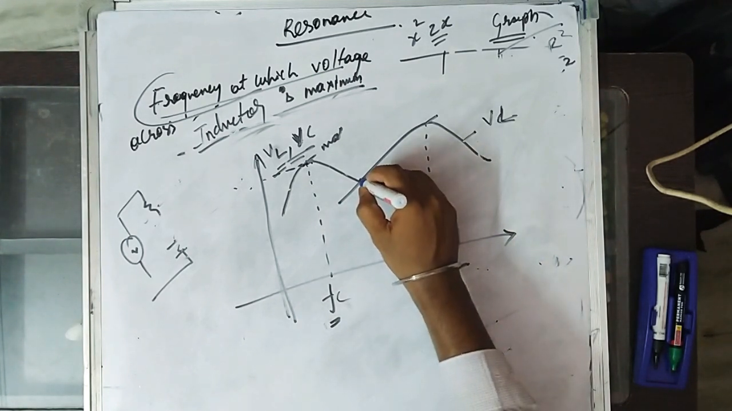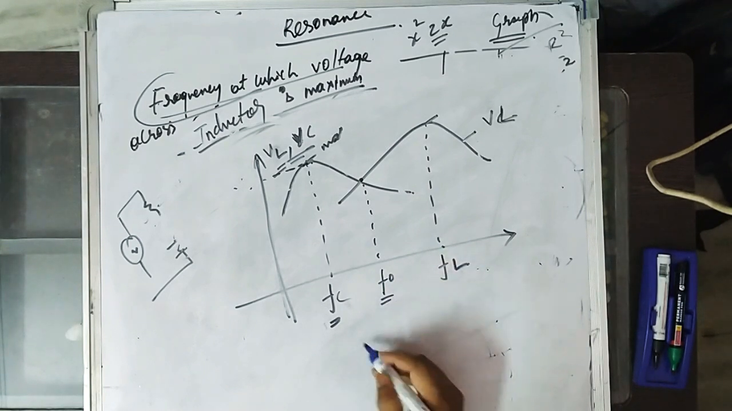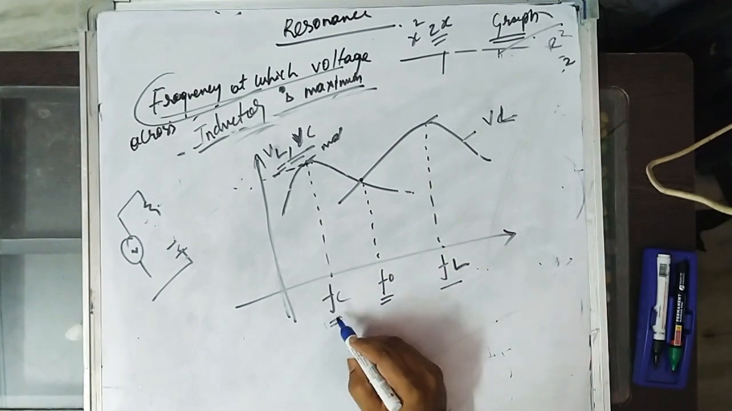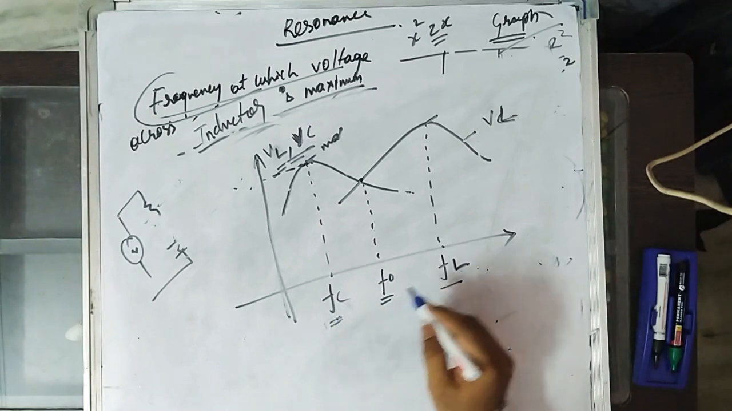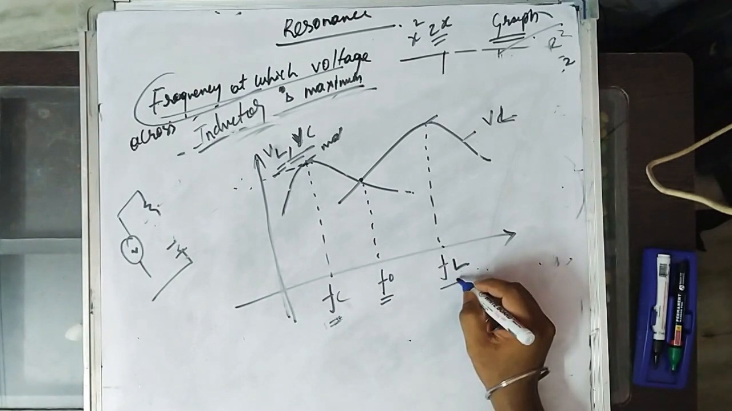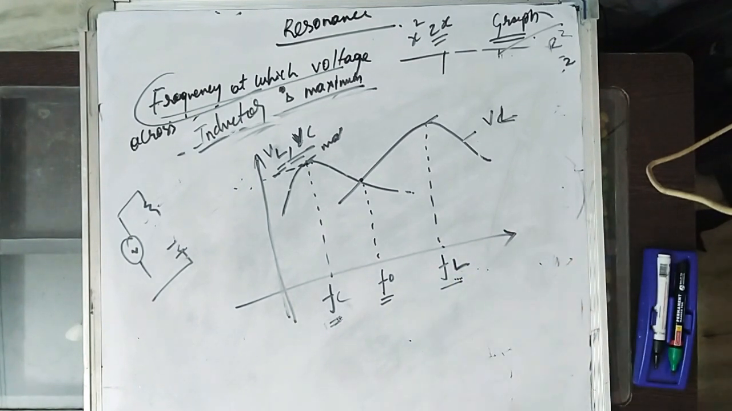And at this point is called the resonance frequency. So FC and FL are the frequencies at which the voltage across the capacitor is maximum and the voltage across the inductor is maximum. So these are the curves you need to know.